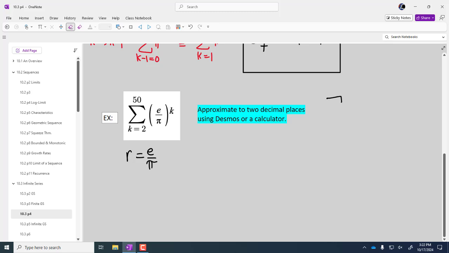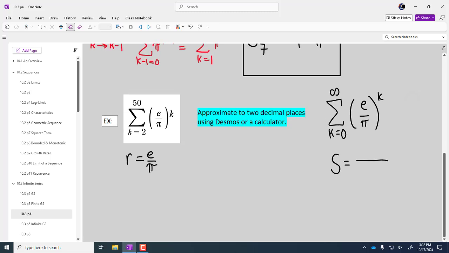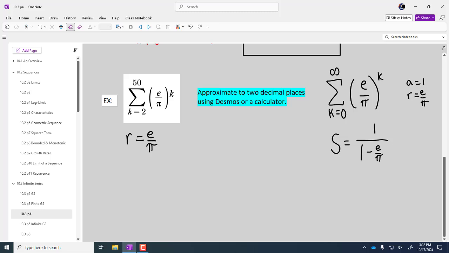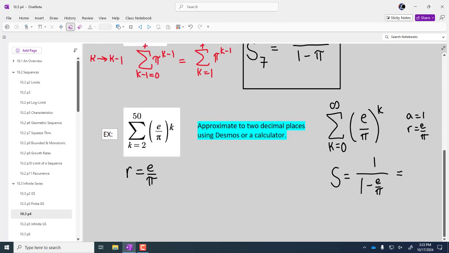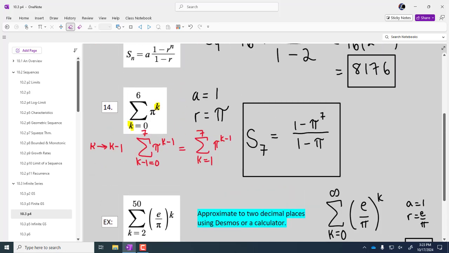If we do this as an infinite series, e over pi to the k, and let's suppose we go from 0 to infinity, this one is going to converge, and the sum is going to be a over 1 minus r. What would a be for this series? 1. So a is 1, because the first index value will give us 1, and r is e over pi. So the infinite series will be 1 over 1 minus e divided by pi. We don't like complex fractions, so if we multiply through by pi, we end up with this as our simplified sum. The infinite series is a lot faster to compute the sum of, and there's a lot less thinking, because we have no r to the n. This r to the n is a pain.